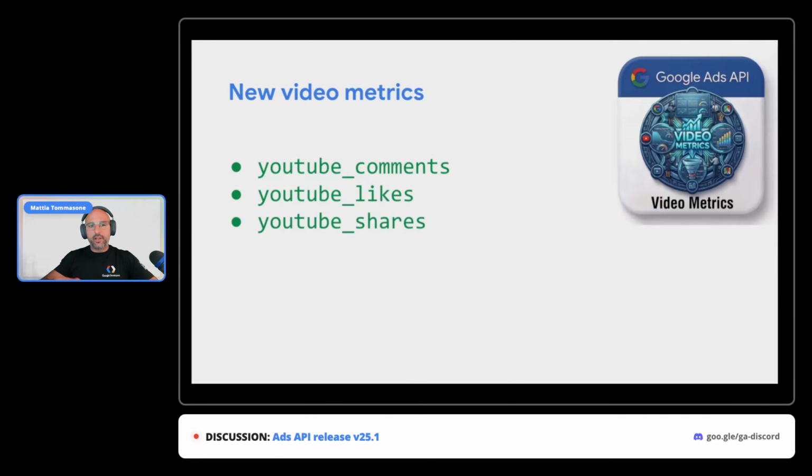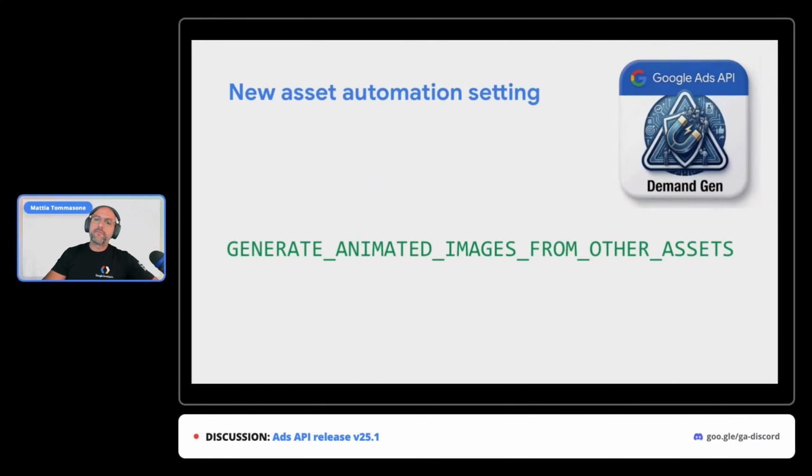And speaking of granularity and more information that you got in the API for videos in V25, you also now have the metrics for videos that measure how users engaged with your video ads. So you get the number of comments, of likes, and shares on your video ads. So it's another piece of information that you can give to your advertisers to show how users engaged with their video ads.